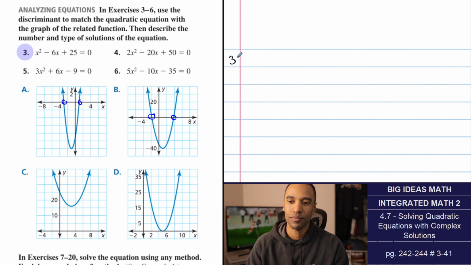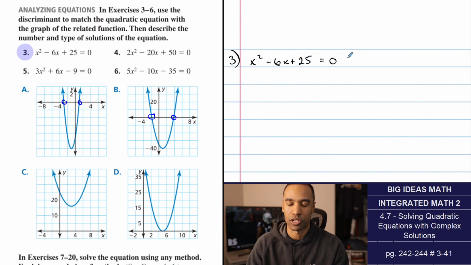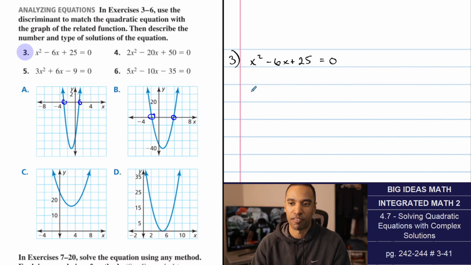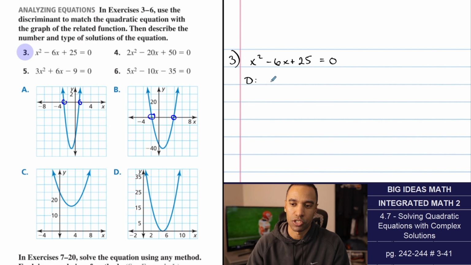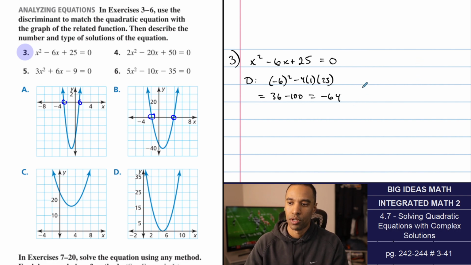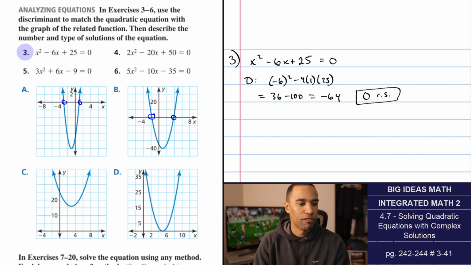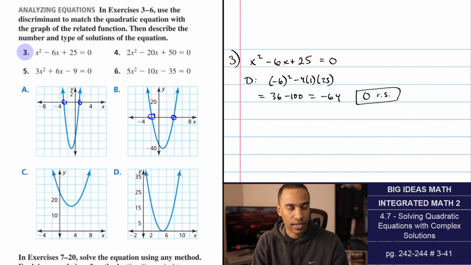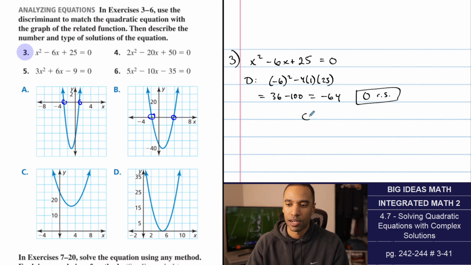So number 3, we have x squared minus 6x plus 25 equals 0. I didn't see any questions like this on the thing, but they did say use the discriminant, so that'll be part of our practice. For b squared minus 4ac, the discriminant, we're going to do negative 6 squared minus 4 times 1 times 25. That's 36 minus 100, which is a negative number. It's negative 64. It'll have no real solutions. So we're going to find the graph that does not cross the x-axis at all. That answer is C. You can look at graph C. It doesn't cross the x-axis because we have a negative discriminant. That's an example of no real solutions, never crossing.